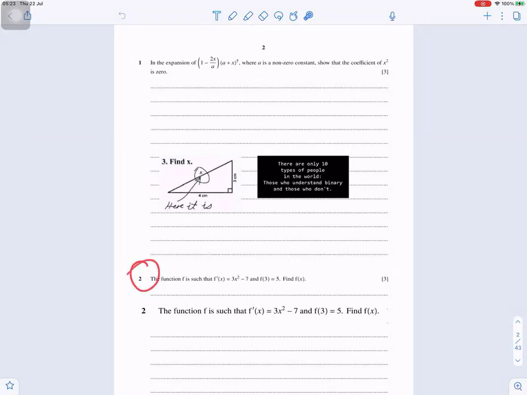Question number 2. The function f is such that f'(x) is 3x^2 - 7, and f(3) is equal to 5. Find f(x).